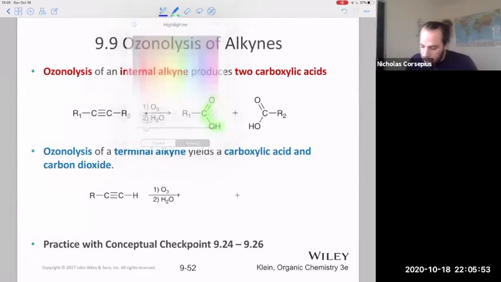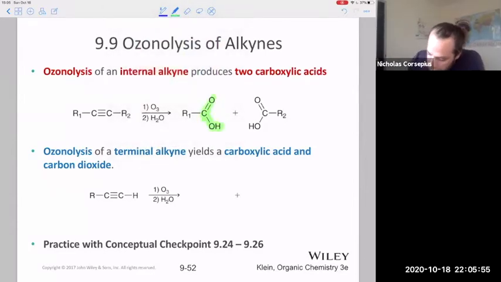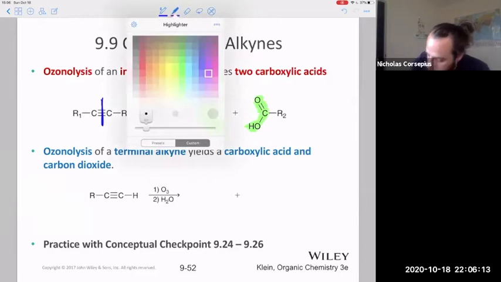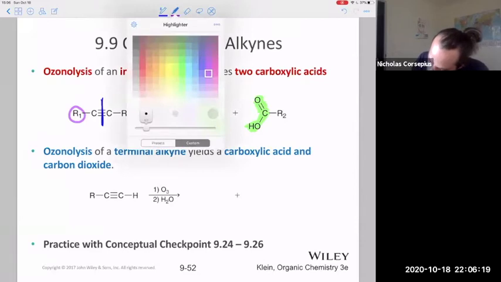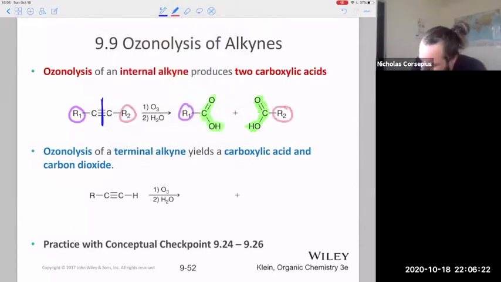Okay, so just like we saw before, we cleave right down the middle of that carbon-carbon triple bond, but instead of producing aldehydes, we now have carboxylic acid groups that have been formed. And I guess just to color code to hammer things home, right? One side formed this molecule, and the other side formed that molecule, right? So you're going to get two new products out of it.